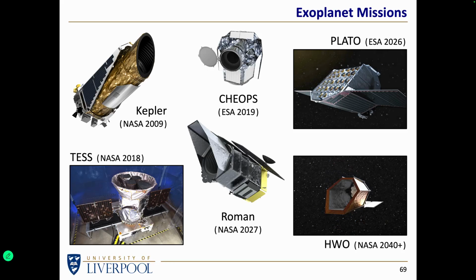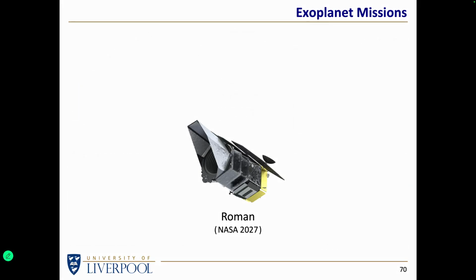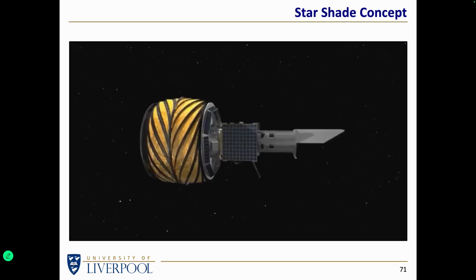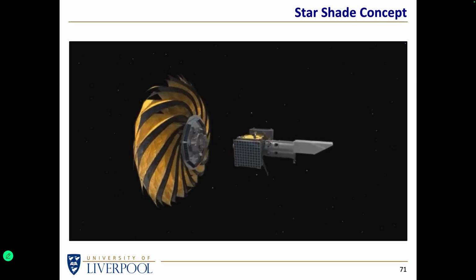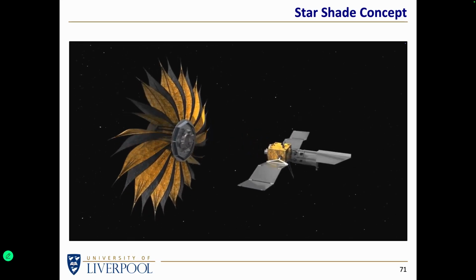Interestingly, the Nancy Grace Roman mission, although it will start by simply looking for exoplanets by blocking the light from a star using an occulting disk in the telescope, it's also thought that it might try a different way of blocking out the light from a distant star, not letting the light into the telescope in the first place. And they'll do that, the plans are, by sending up a star shade with the telescope.